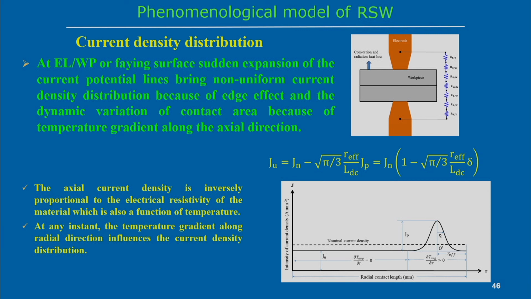We can see the current density distribution at the edge; there may be variation of the current density distribution. Here you can assume from the central point to the edge of the electrode, because we are looking at the current density distribution between the electrode and the workpiece. Up to this point it is uniform, at the edge there may be an increment, and then away from this there is a gradual decrement.